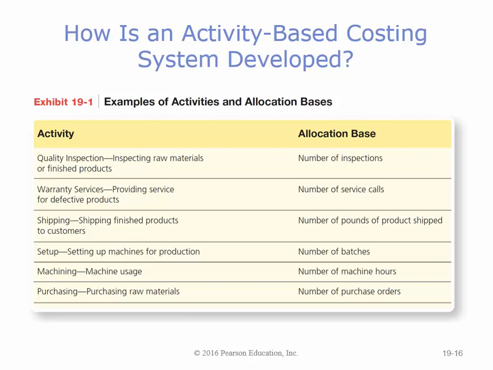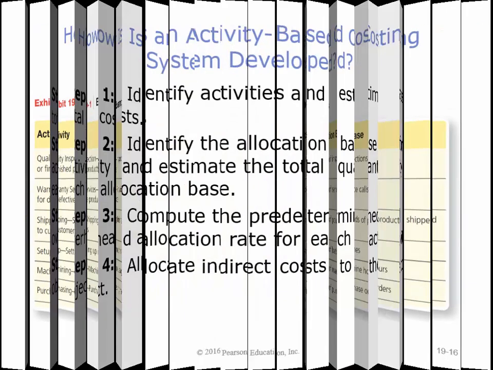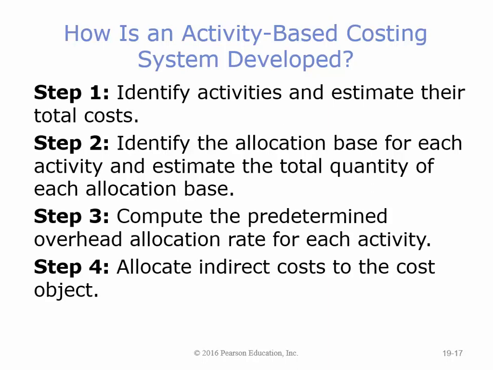You don't think that purchasing, you just sort of buy stuff, but in a big company you've got a full-time staff of people in the purchasing department, okay? And so the more stuff we purchase, the more of our overhead costs we're going to consume, because we have to use the time and efforts of those people, etc. So here are the steps of an activity-based costing system, ABC.